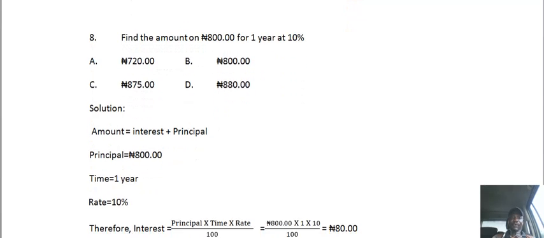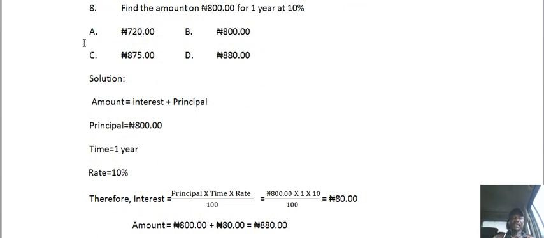Let's go to number 8 now. In question 8, we are looking for the amount. We are asked to find the amount of 800 naira for 1 year at 10%. So we are paying 10% on 800 naira. How much are we going to pay altogether at the end of 1 year? Assuming we borrow 800 naira for 1 year, and we have to pay back 10% of this amount, how much are we going to pay? Option A said 720, option B said 800, option C said 875 naira, and option D said 880. So let's look at the solution now.